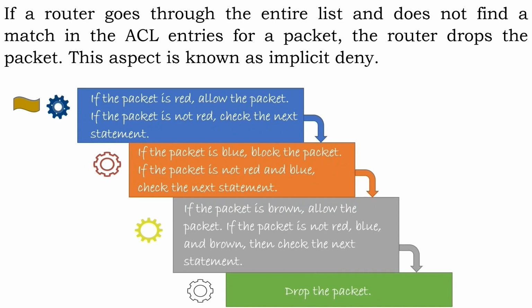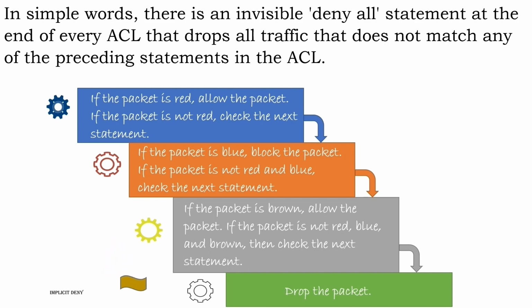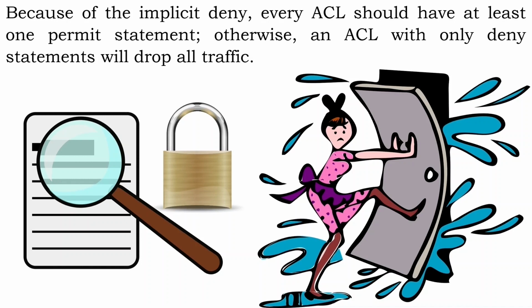If a router goes through the entire list and does not find a match in the ACL entries for a packet, the router drops the packet. This aspect is known as implicit deny. Implicit deny is an invisible deny-all statement at the end of every ACL that drops all traffic that does not match any of the preceding statements in the ACL. Because of the implicit deny, every ACL should have at least one permit statement, otherwise, an ACL with only deny statements will drop all traffic.